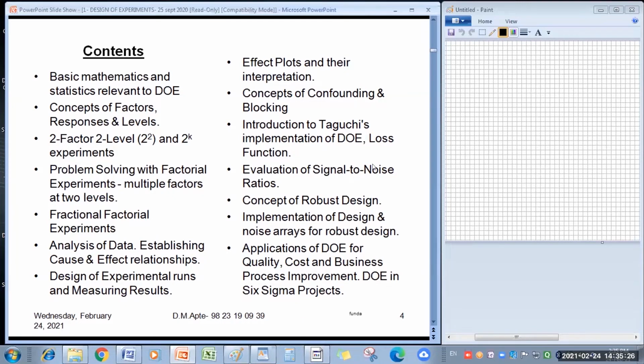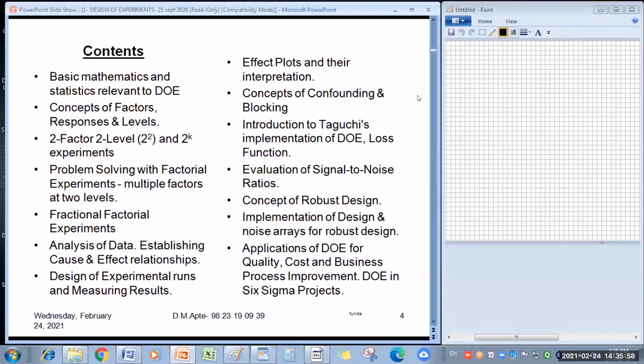Now, how to interpret the results we'll be doing here. We will also have a small introduction of Taguchi's implementation of DOE, as well as a few concepts like signal to noise ratios, robust design concepts, etc., and then application. Now, design of experiment is a big tool, so we are going to do this over 2 days.